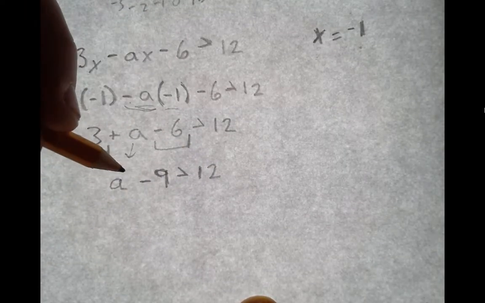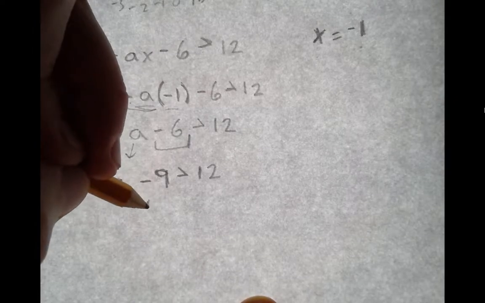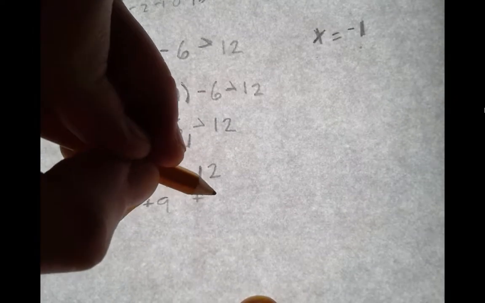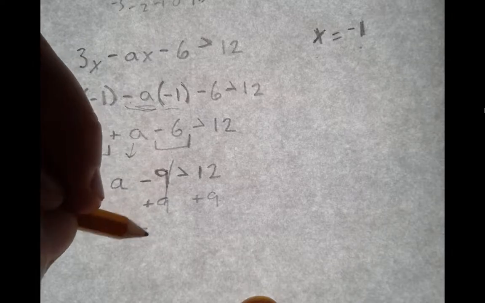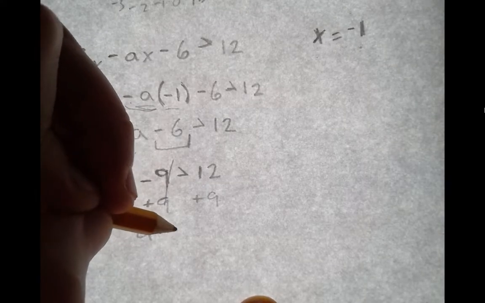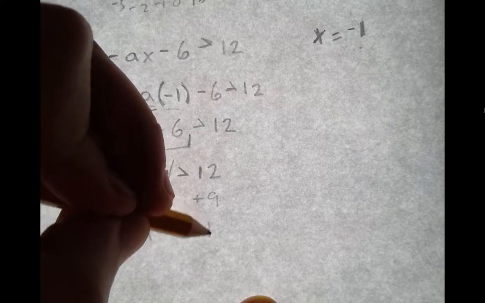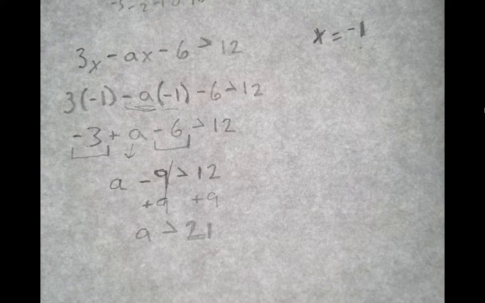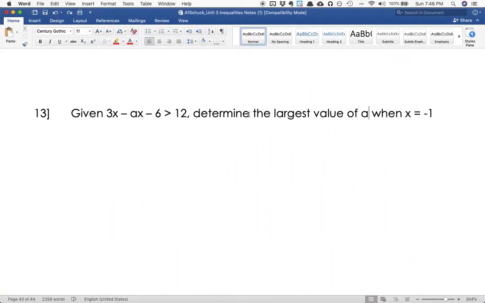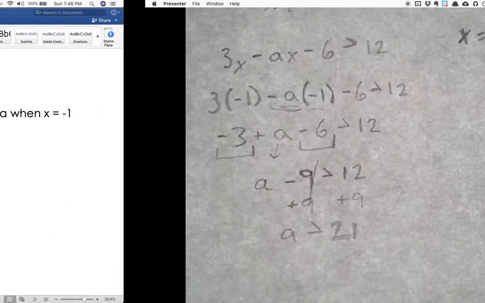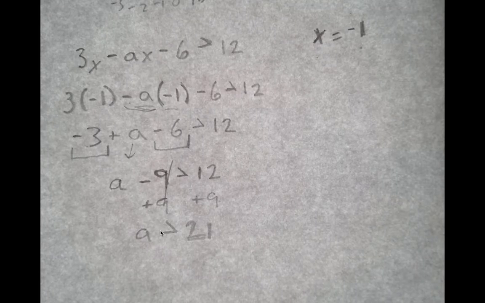Now, if you made it here, we're pretty okay from here, right? Plus 9 to both sides to get the a by itself. So you're left with a is greater than 12 plus 9. That is 21. And so then here we're asking, determine the largest value of a. Well, a is bigger than 21, so it could be 22 or 23 or 24. It can go on forever, right?